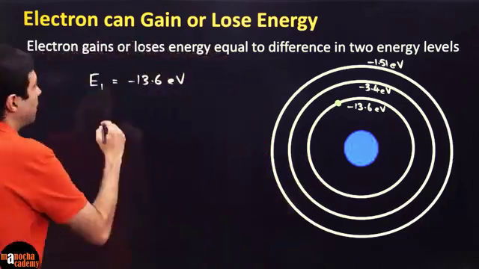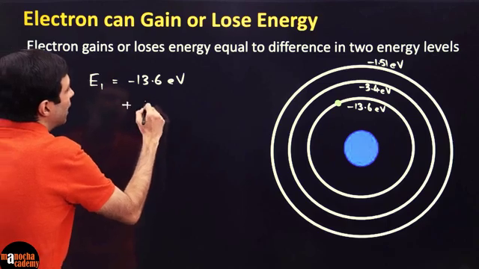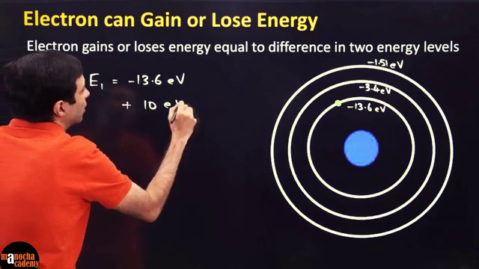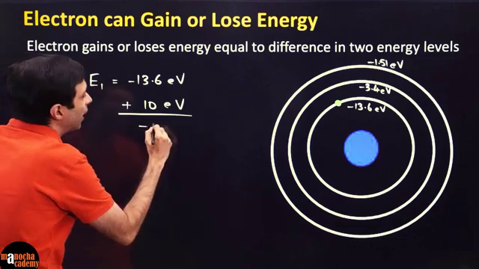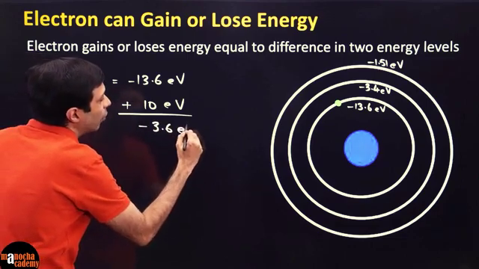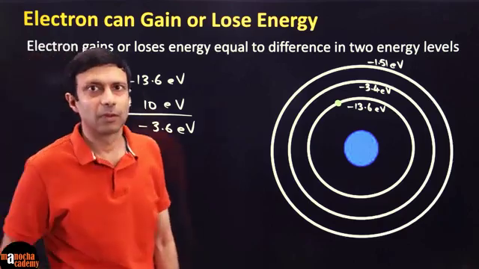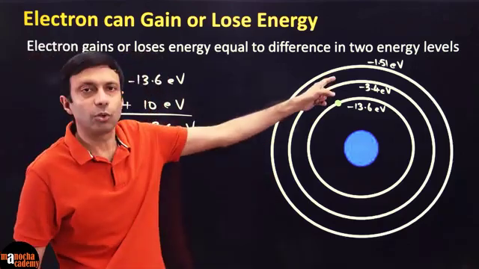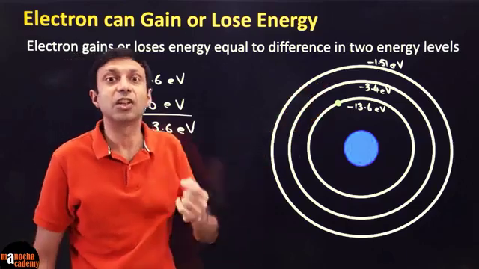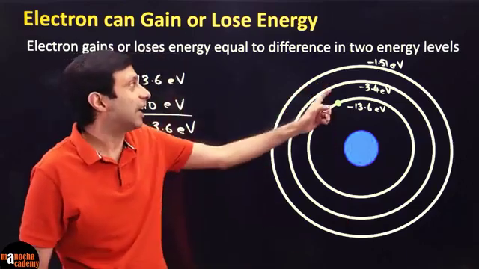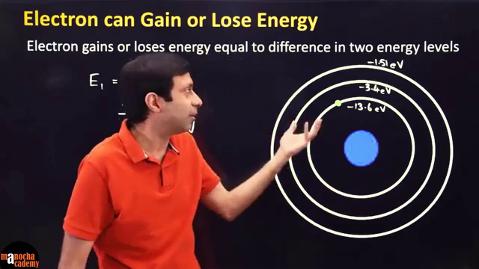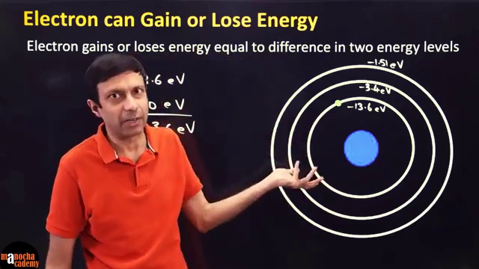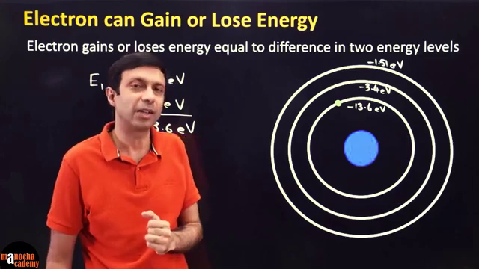So what will be its final energy? So if you add 10 electron volts over here, what will you get? Minus 13.6 plus 10. So that is minus 3.6 electron volt. So will that be sufficient to take it to the second shell? The answer is no, because the second shell has a level of minus 3.4 electron volt. And here I'm using the values for the hydrogen atom, right? So we are talking about the hydrogen atom here.